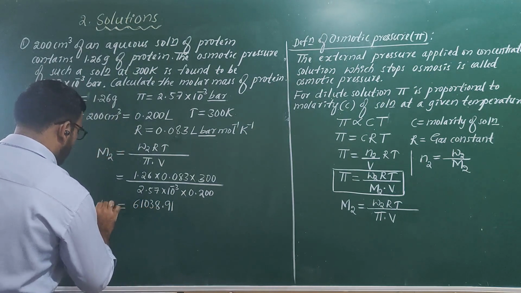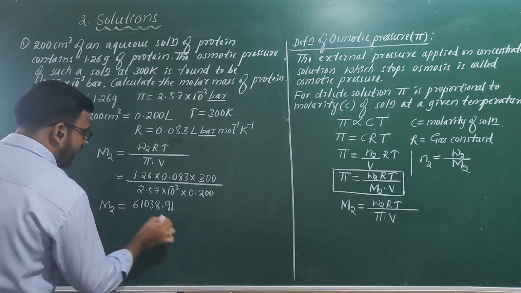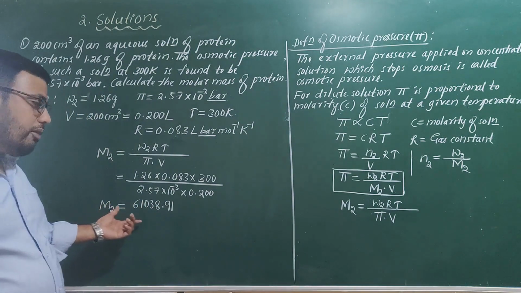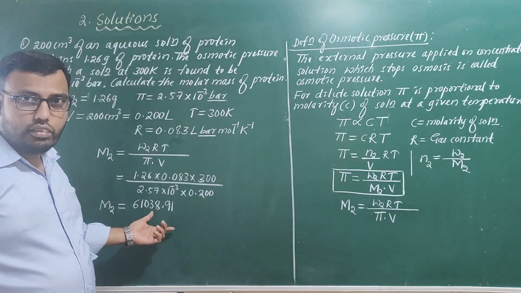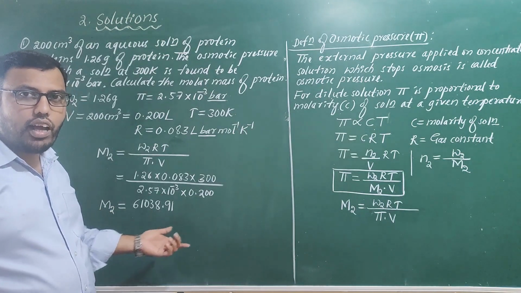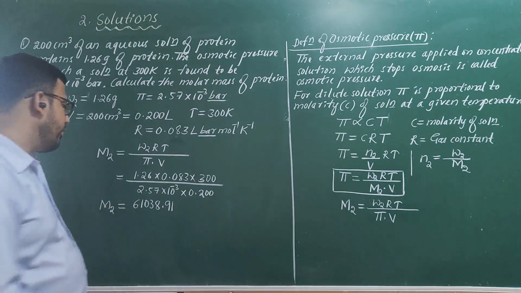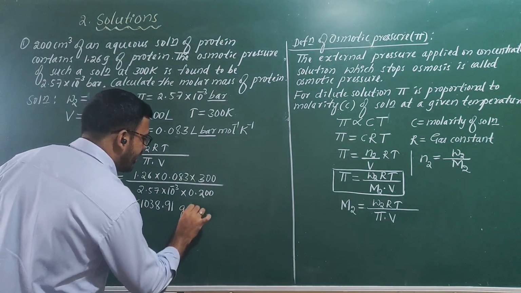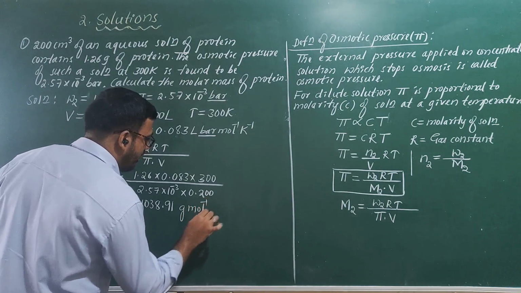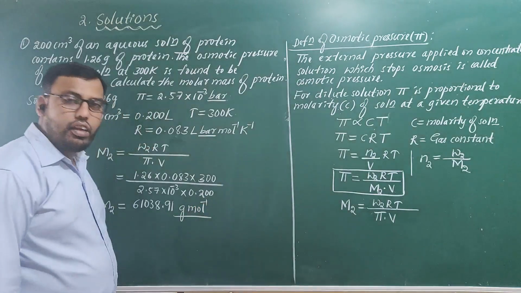61038.91. So now the M2 value is this one because it is a protein. Generally proteins are polymers, they have large molecular mass. So what is the unit of M2, the molar mass? It is gram per mole.